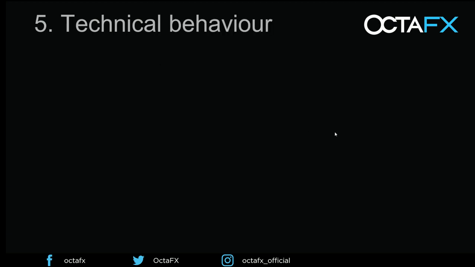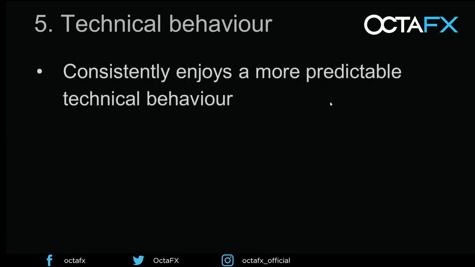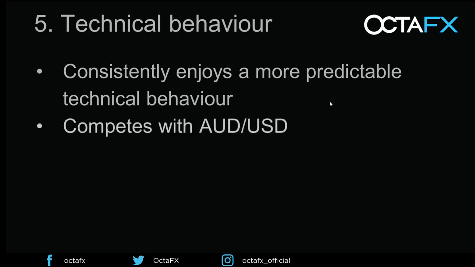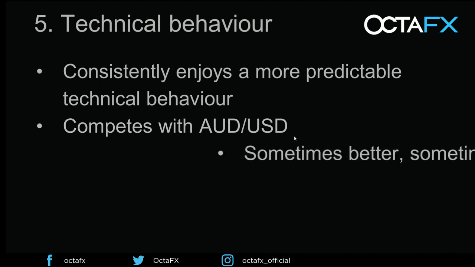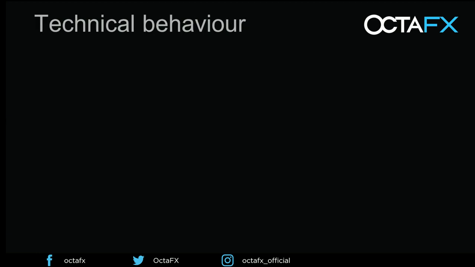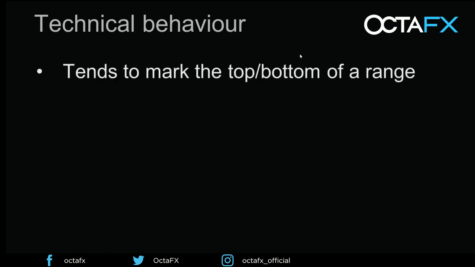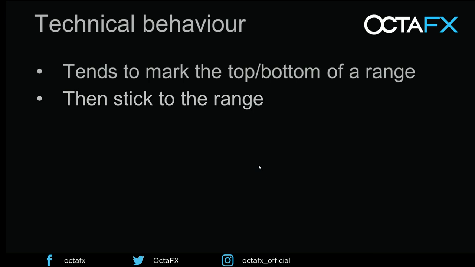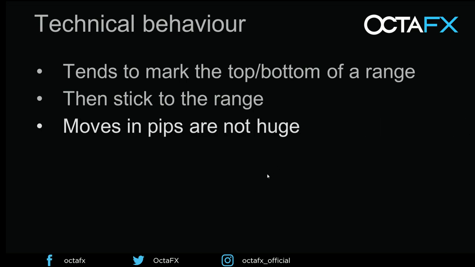Okay, now for our fifth and last topic, for many of you, technical behavior. It consistently enjoys a more predictable technical behavior similar to the Australian dollar, but it competes with the Australian dollar, and it has some nuances, some differences. Sometimes it's better than the Aussie, sometimes it's worse. So, New Zealand dollar against the US dollar, it tends to mark the top or the bottom of a range and then move according to this range, stick to the range. So we have a breakout to a higher level, it reaches some kind of high, then falls, then reaches this high once again, over and over again.